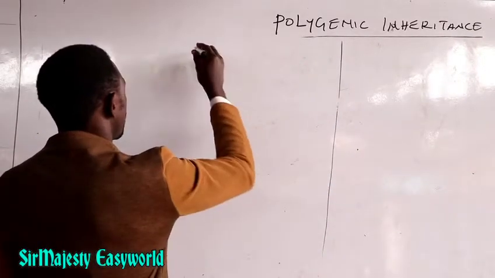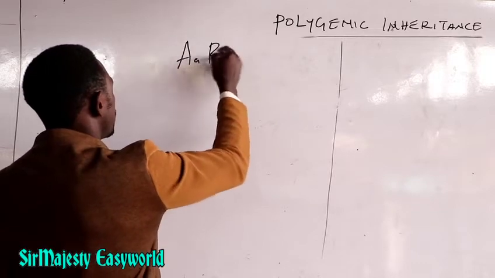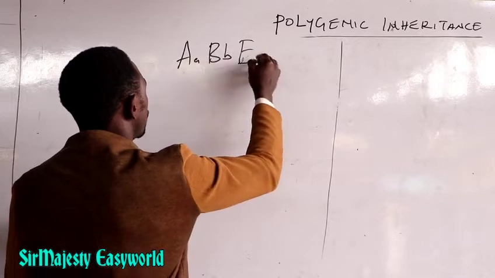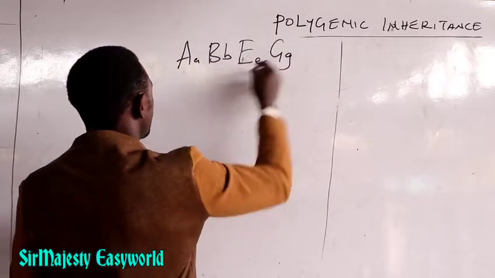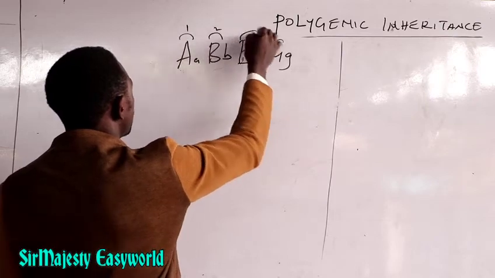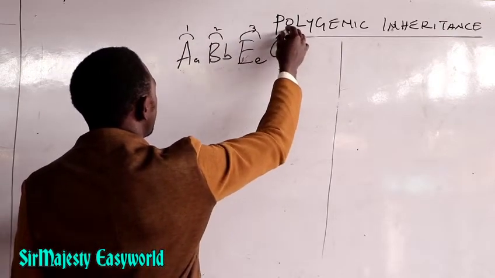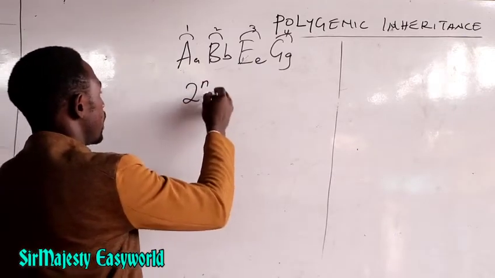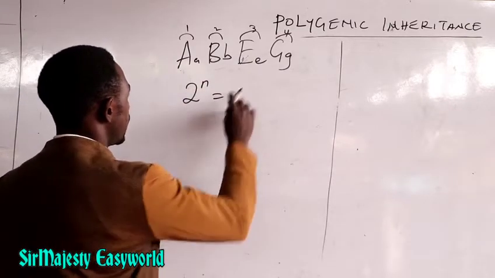Okay, let's see a situation where we have capital A, small a, capital B, small b, then we have capital E, small e, capital G, small g. We have pair 1, 2, 3, and 4, and they are all heterozygous. And remember our formula, 2 raised to the power n. In that situation, our n is 4.